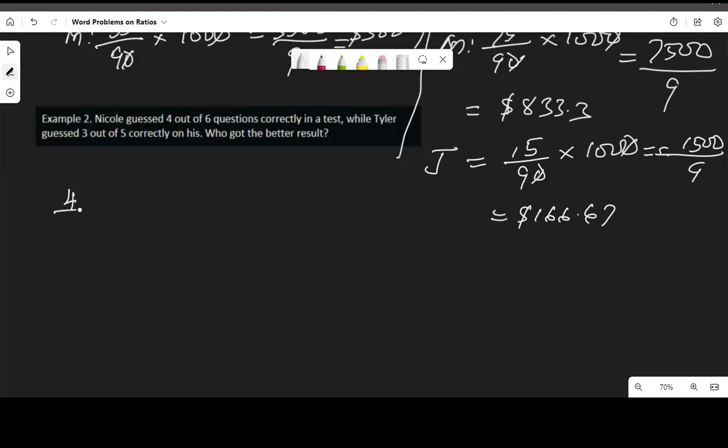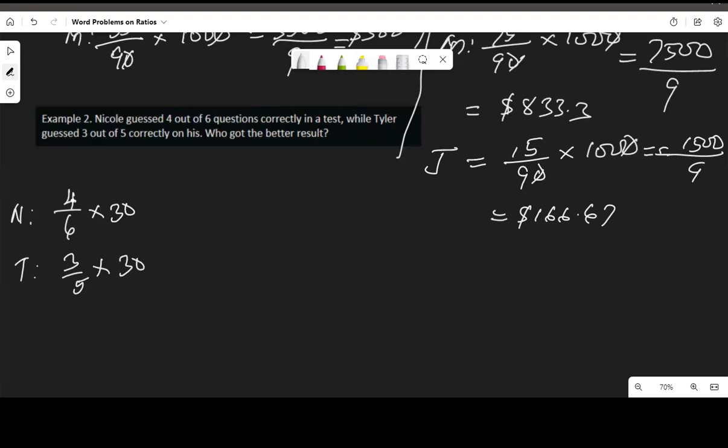One is to express the 2 fractions to have a common denominator. The other way is to multiply each of the fractions by their LCM and see which one is bigger. I'm going to use 2 methods here. So 4 out of 6 is 4 over 6. That is for Nicole. While for Tyler, he got 3 out of 5 correctly. That is 3 over 5. The LCM of 5 and 6 is 30. So I'm going to multiply their score by 30 to see which one is bigger.